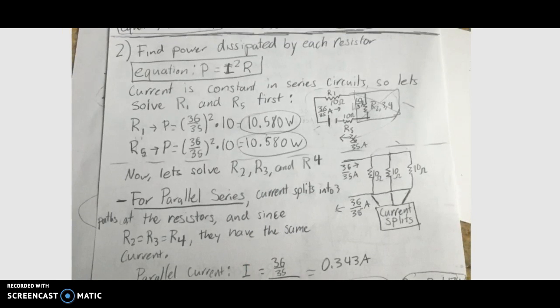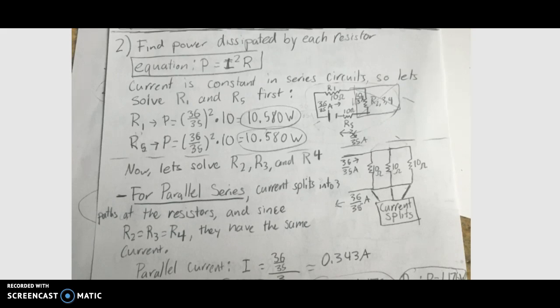Now part 2. Find the power dissipated by each resistor. Looking at our equation for this, there are multiple equations when dealing with currents and circuits, but here's the one we have to use for this one. Power equals current squared times resistance. Current is a constant in a series circuit, so first we have to solve for R1 and R5. By constant, I mean that it's going to be 36 over 35 amps each time it goes through a series circuit. However, this is not the case when it goes to a parallel circuit. We'll get a little more into this later.